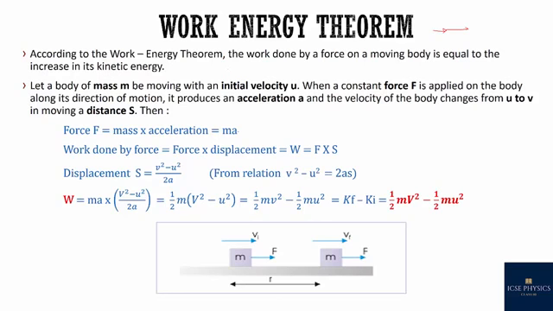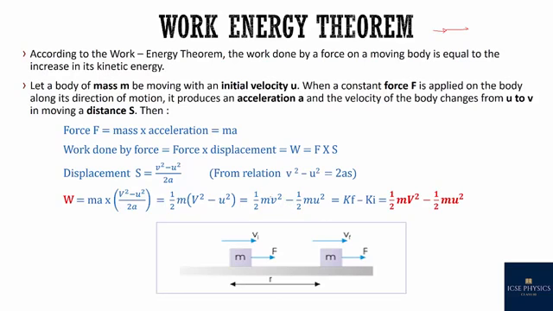So force is mass into acceleration. What is work? Work is force into displacement. And how can we find this displacement? From the same equation, v square minus u square is equal to 2as. From here we get s is equal to v square minus u square by 2a. So directly putting that in the work formula, in force, mass into acceleration, and in displacement we have put that s value. So it comes as half mv square minus half mu square.